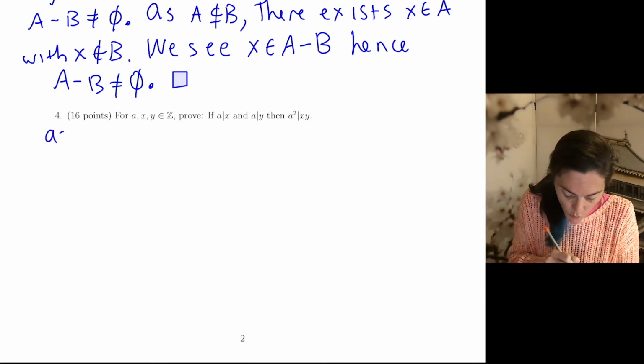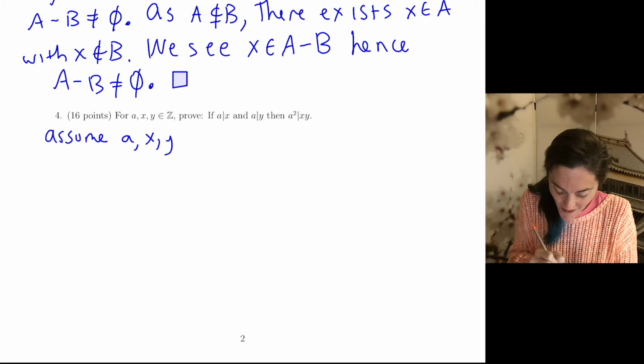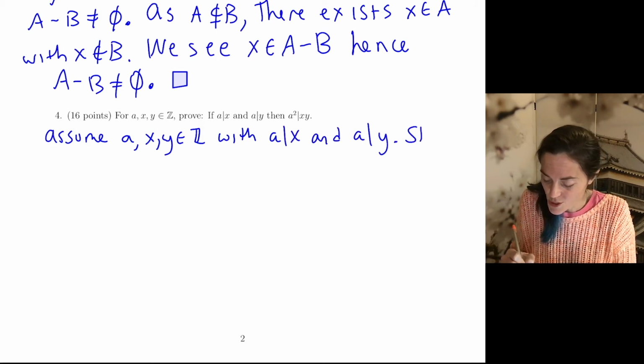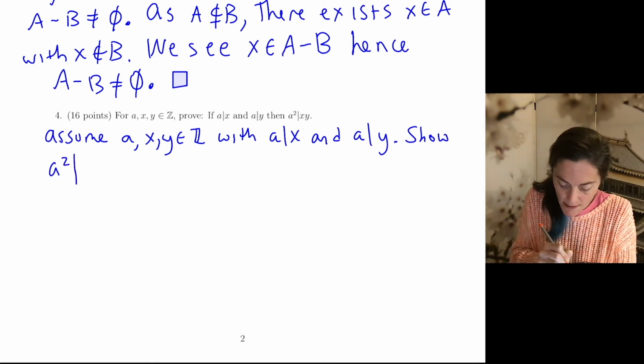Okay, let's assume A, X, Y are integers with A divides X and A divides Y. Let us show that A squared divides this product XY.